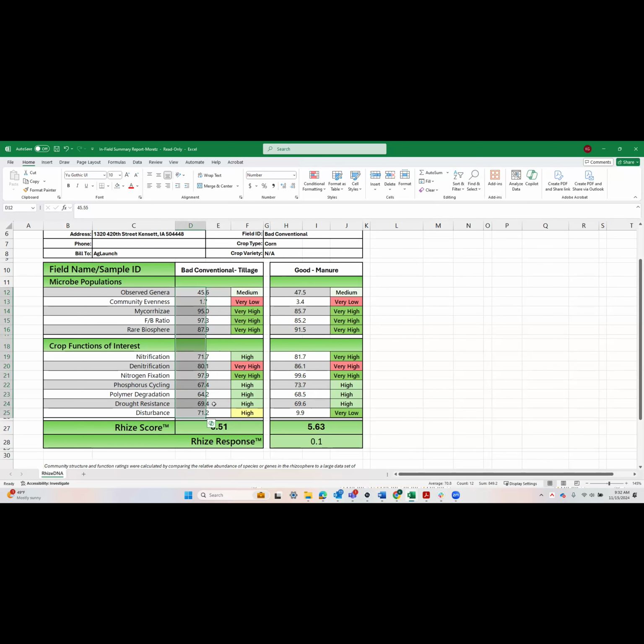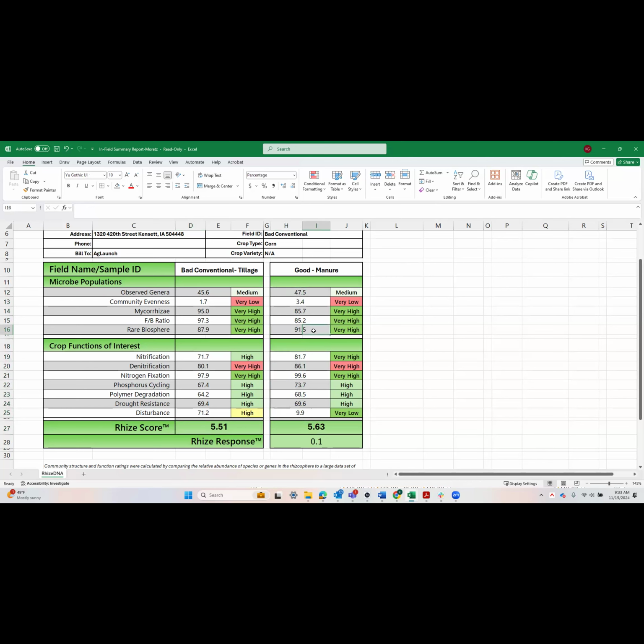But really high nitrogen and phosphorus cycling in the manure sample, but a really good result for this tillage sample as well. And I think this tillage sample, the crops were a little older, so that could factor in here as well. I think the manure samples were only a few weeks old, and the conventional samples were maybe V5, V6, if that sounds right to Josh. And so that could also add a little bump in the score versus the manure sample, but really good samples for both.